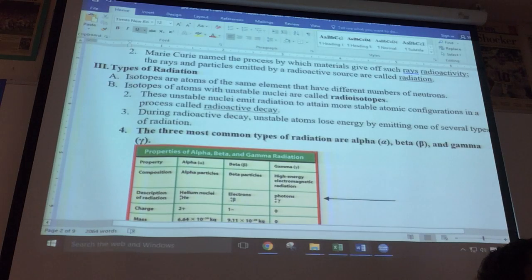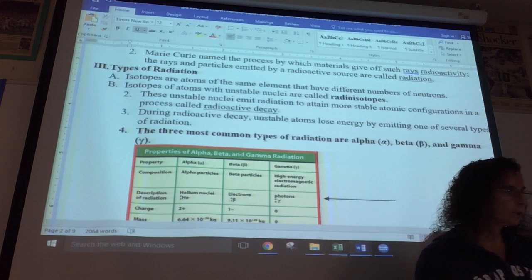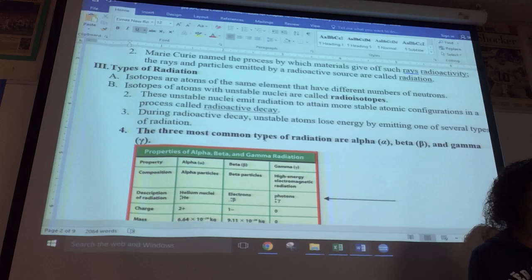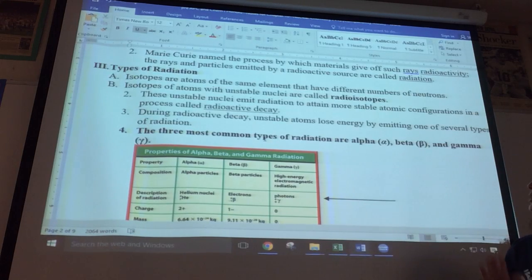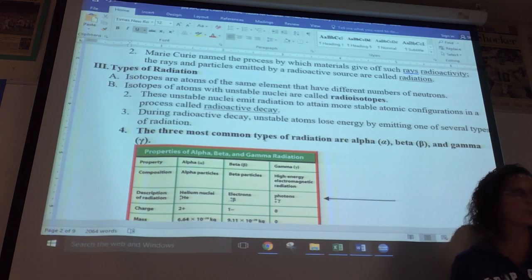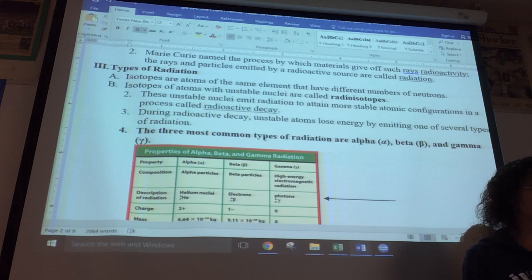We're going to take a look at 3 types of radiation, and this is going to allow us to write nuclear equations. They really look a little bit different from chemical ones, but I know you'll be very successful here. We already talked about isotopes, where you have atoms of the same element that have different mass numbers due to a different number of neutrons. We know protons, of course, remains constant. Isotopes of atoms with unstable nuclei are called radioisotopes, and these nuclei will break down and they will emit radiation to achieve a more stable configuration.